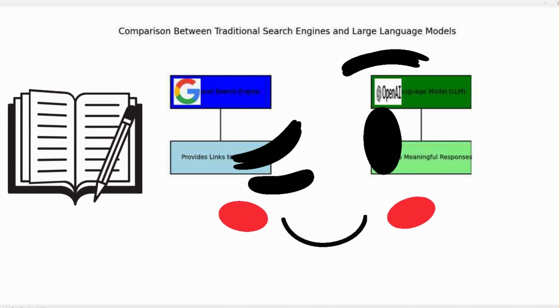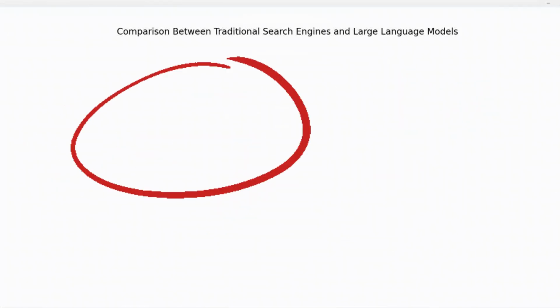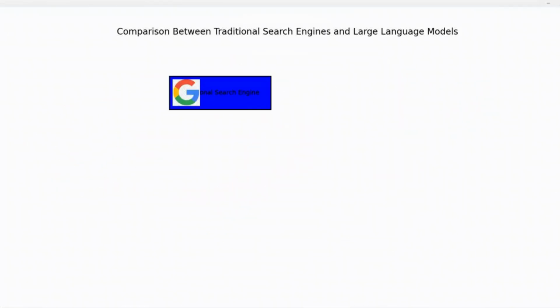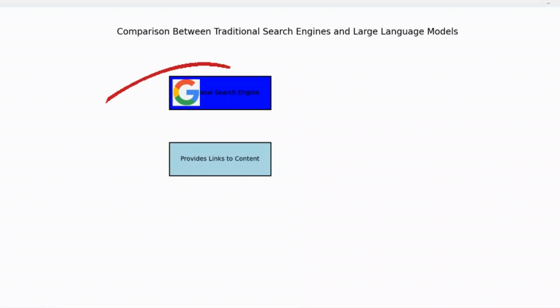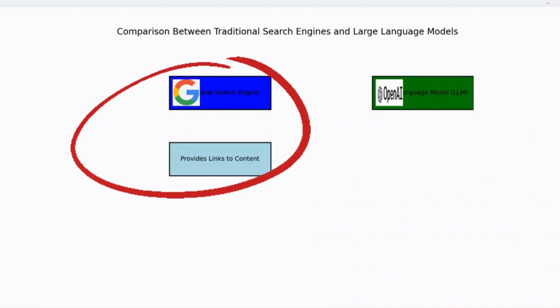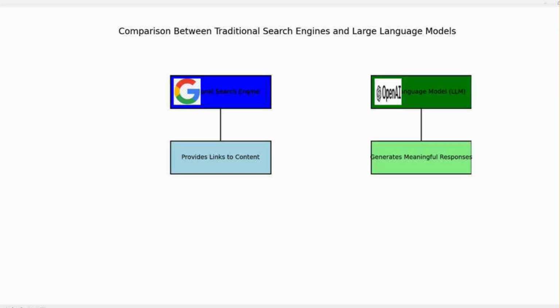On the left, we have the traditional search engine, like Google. Traditional search engines are designed to help users find information by providing links to relevant content across the web. They use indexing, ranking, and search algorithms to direct users to websites, where they can explore and gather information for themselves.